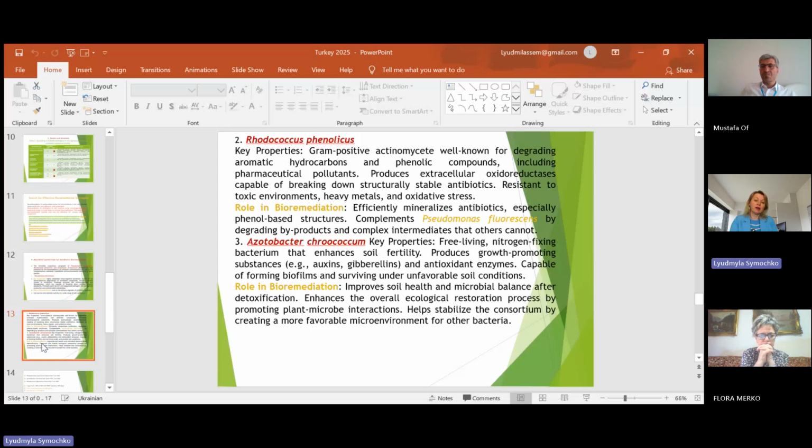And the third one is Azotobacter chroococcum, whose key property is that it is a free-living nitrogen-fixing bacterium that enhances soil fertility and can also produce growth-promoting substances. Except that, it can also produce antioxidant enzymes. So actually, the role of Azotobacter chroococcum in this consortium was to allow us to improve soil health and microbial balance after detoxification.